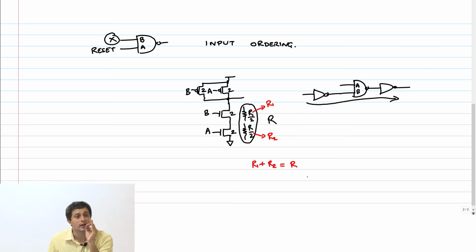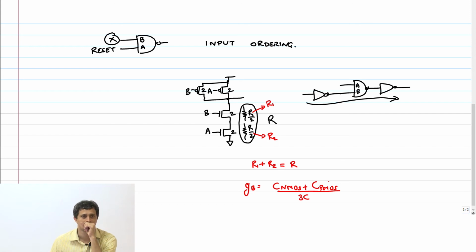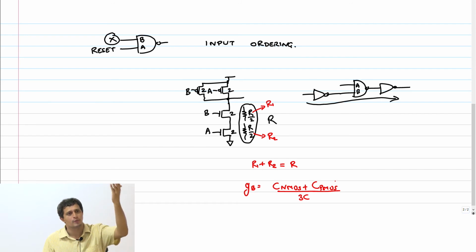However, I want to reduce the logical effort of the input B. Okay, so logical effort of input B is the capacitance of the NMOS plus capacitance of PMOS by 3C. Right, this is what it is. If you take the sizing of 2, 2, you will get 2C plus 2C by 3C, 4 by 3. Okay. Now the PMOS, there's only one transistor. I can't do anything there. When the input B switches, I need the PMOS to pull up with the resistance R. Therefore, that has to be 2. I cannot alter that. This is fixed.